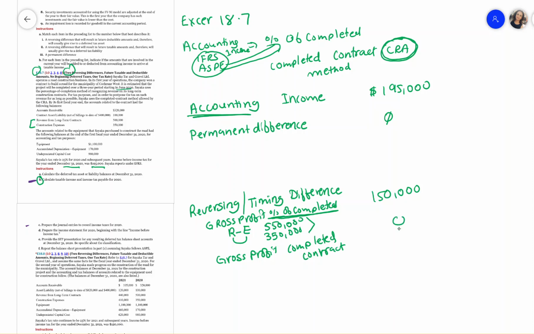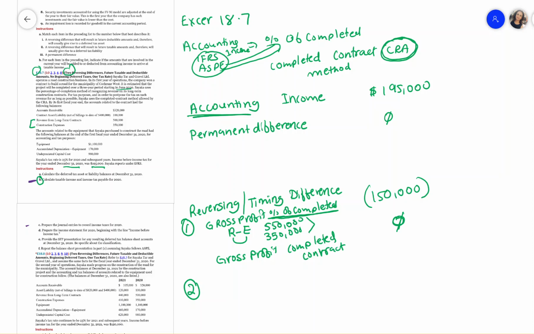So in this case, we take out the profit that we recognized in our accounting income, and we do not report any of the profit because the project hasn't been completed yet. So this was the first difference. And the second reversing difference, I look at it as depreciation.